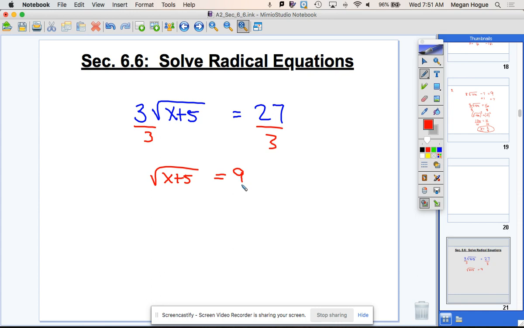Danny, what do you want to do next? Yep, square both sides. So we always use the exponent that matches the index. So that's how we chose the squared. And so we get x plus 5 equals 9 squared, so 81. Subtract our 5, so x equals 76. We okay with that?